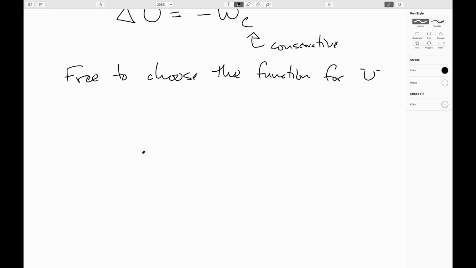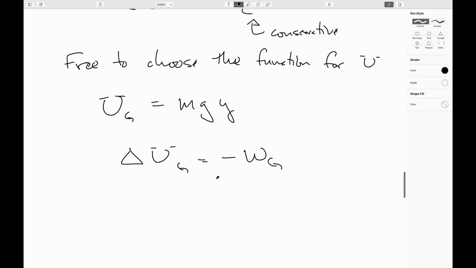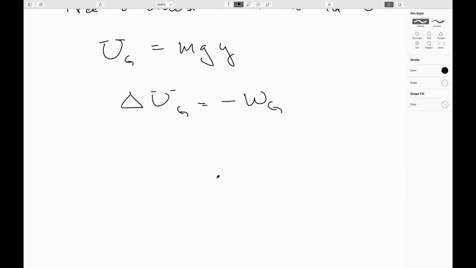So let's try this for gravity. I'm feeling really lucky, and I'll make the conventional choice for gravity that the potential energy for gravity, and here I'm just choosing it, is equal to mg times the y coordinate. So I require that the change in my gravitational potential energy be equal to the negative of the work done by gravity. All right.